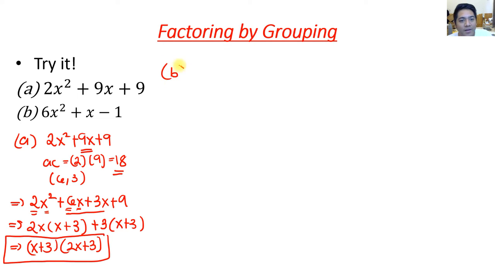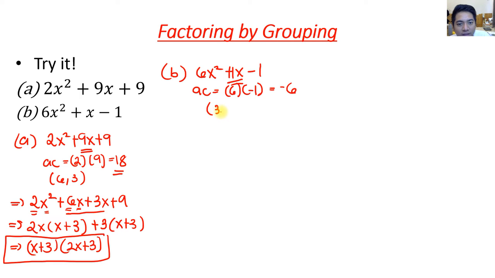So, for letter B, we have 6x squared plus x minus 1. We know AC would be 6 times the negative 1, which is negative 6. So, what two numbers, if we multiply, give negative 6, but if we add, give positive 1, because of this?